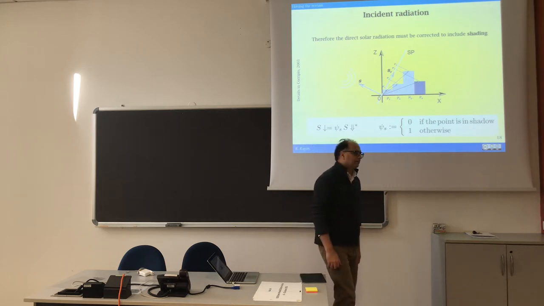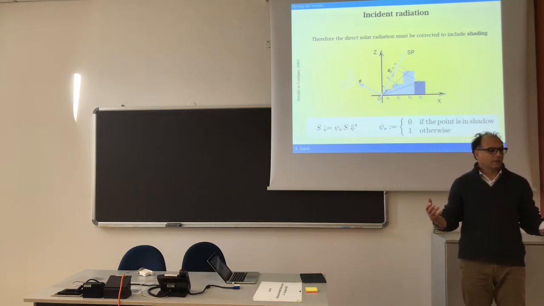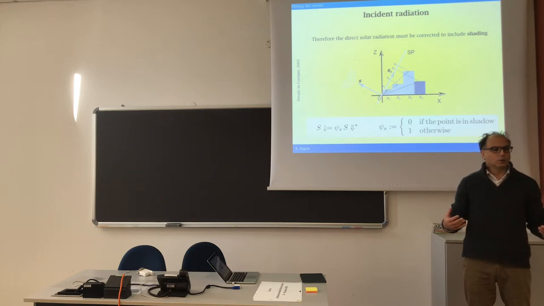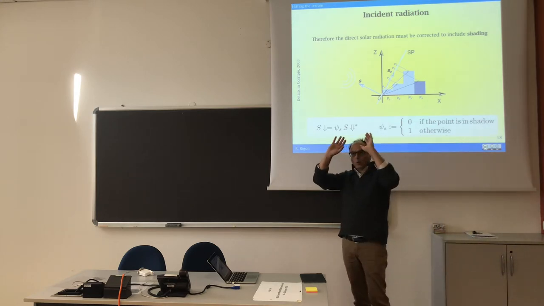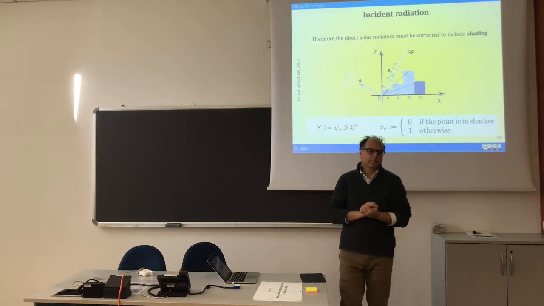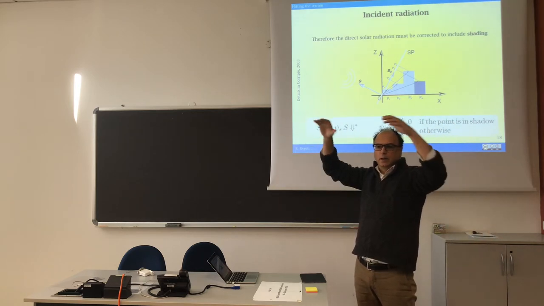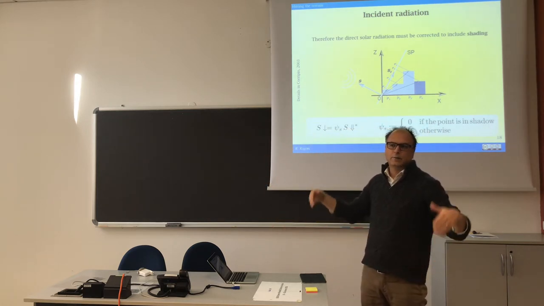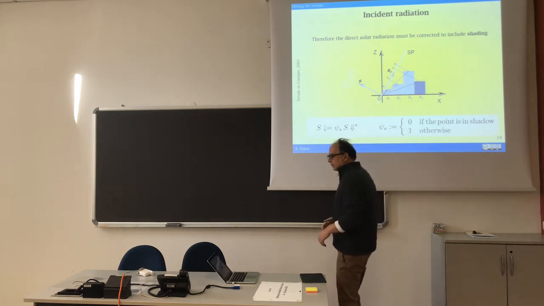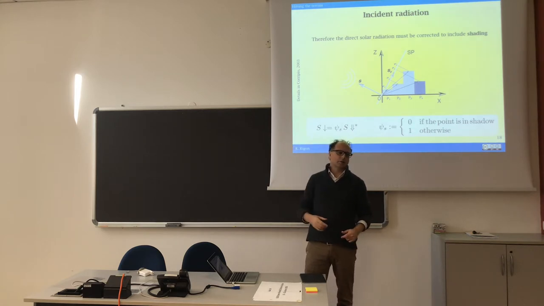That is not a full story yet. When we are in a rough topography, not only we have shadows, but also we don't see the whole sky. We don't see a hemisphere. We are not in the middle of the ocean where we see the whole hemisphere above us. We have mountains. So what happens is that the diffuse radiation is not coming from every direction, but only from the fraction of the sky, the visible fraction of the sky.